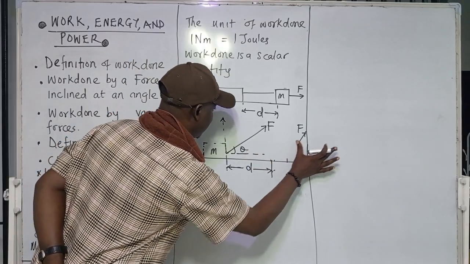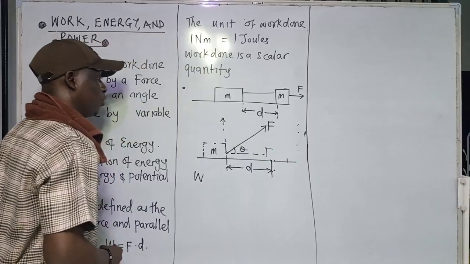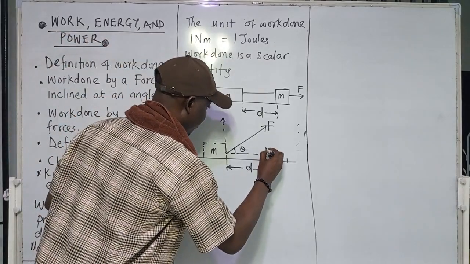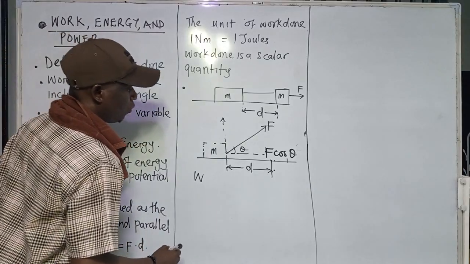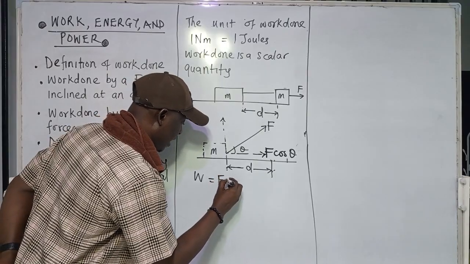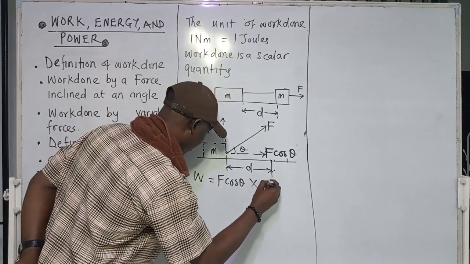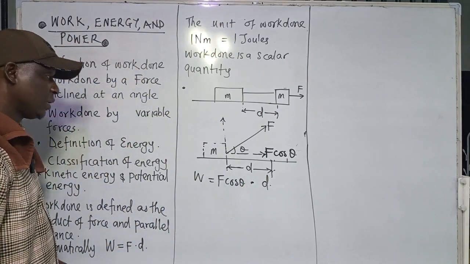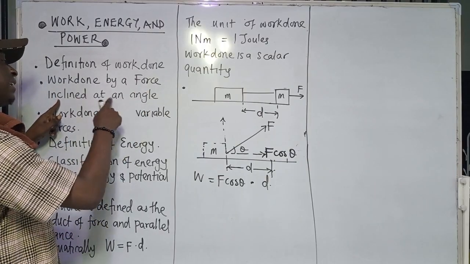So if I resolve the force F to the horizontal, what do you have? F cos theta. So the work done will be F cos theta, which is the parallel force, times the distance. This is the work done by a force inclined at an angle.